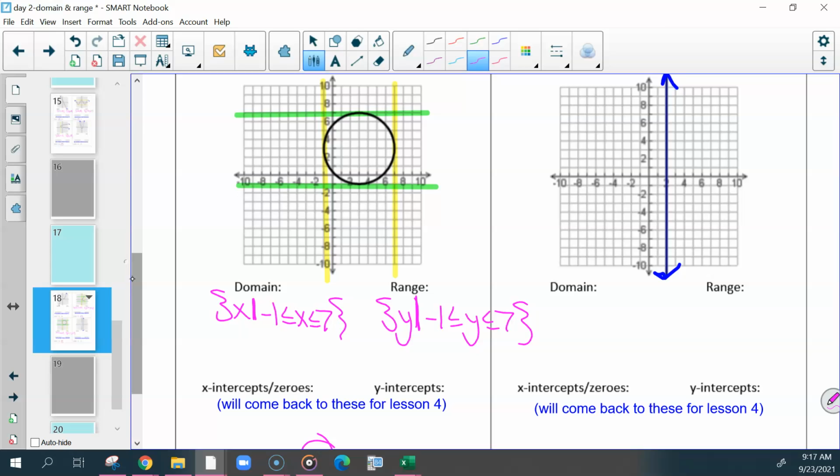It might be a little off. Sometimes because this comes from the smartboard, when I print it, it moves.